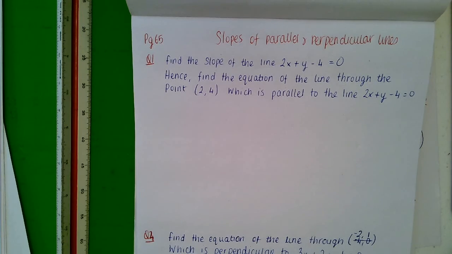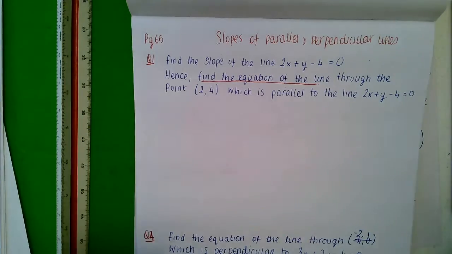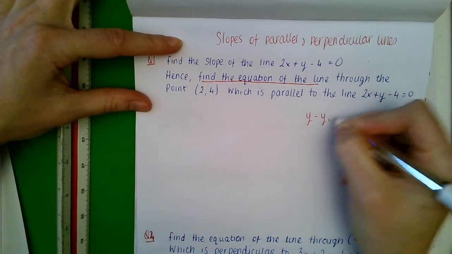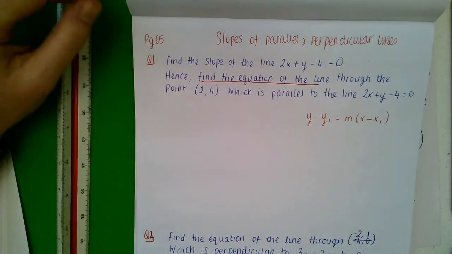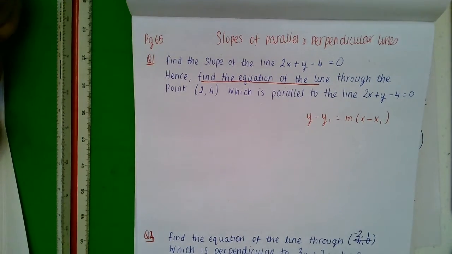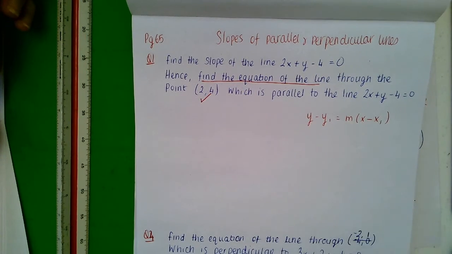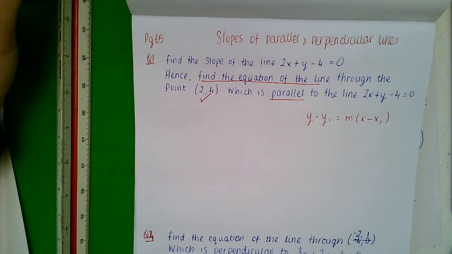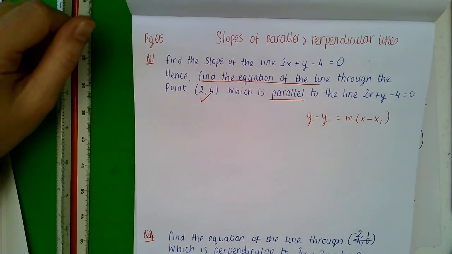Okay, so the first thing to note is they're asking us to find the equation of a line. So we're going to need the formula y minus y1 equals m times (x minus x1). In order to use this formula we need a point on the line, which we have, and the slope of the line. We don't quite have that yet, but they've given us a really important piece of information, that the line is parallel to the original line that they asked us to find the slope of.